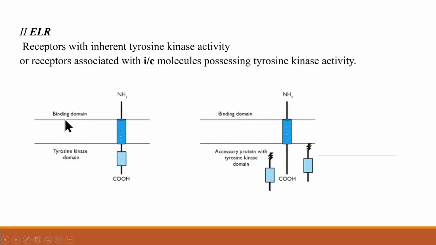The next most common type of cell surface receptors are the enzyme linked receptors. For example, receptor tyrosine kinases, which bind to the insulin molecule, and then there are cell surface receptors which don't have catalytic activity of their own, but they are linked to intracellular enzymes which function as tyrosine kinases.